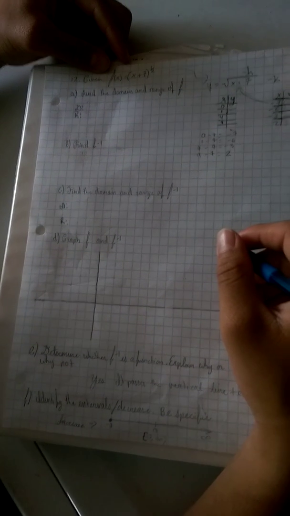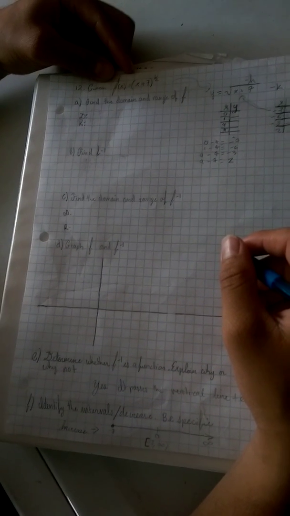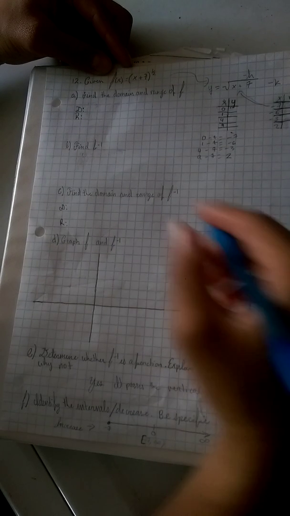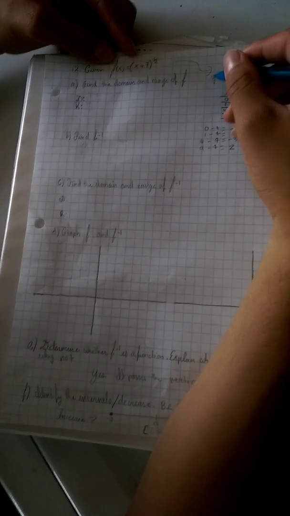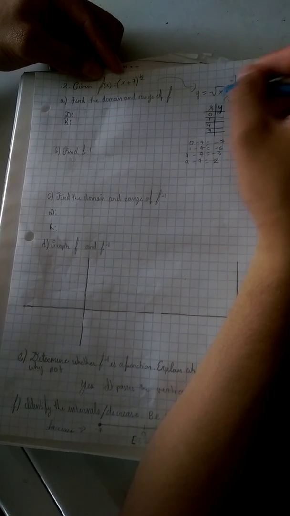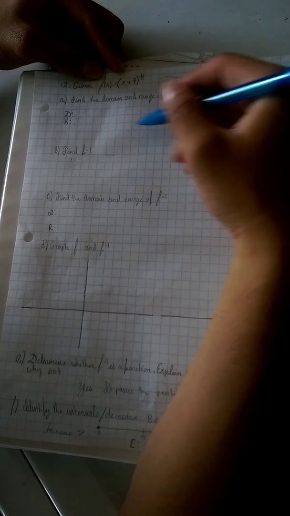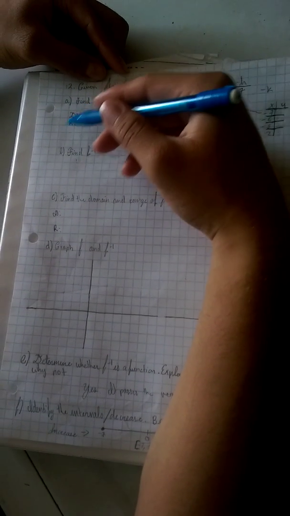Okay, so now I'm going to be doing number 12. Given f of x equals (x plus 7) to the 1/2. So we're going to write it a bit differently first. y equals square root of x plus 7. So now we're going to move on to a, but we can't do a before we do d.